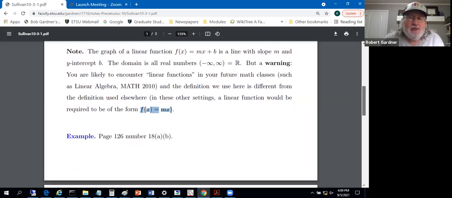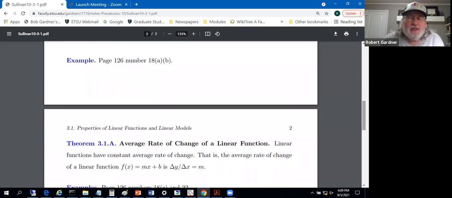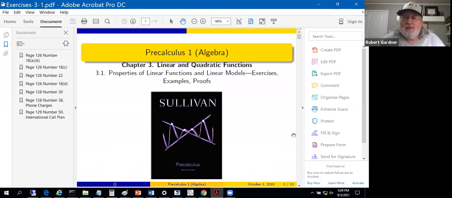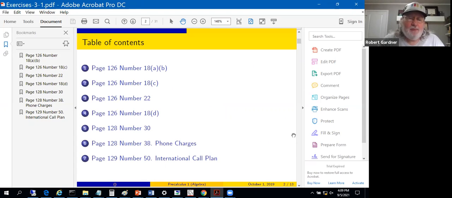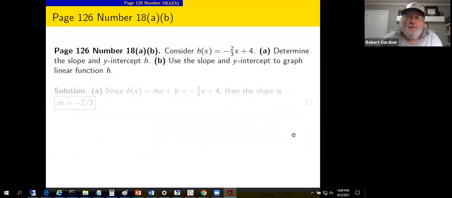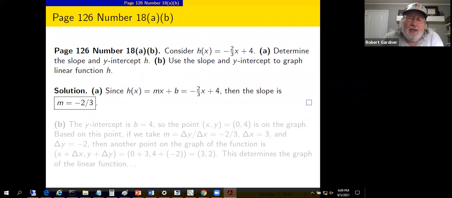Let's illustrate in our setting this idea of linear function with an example. Okay, consider h of x equals negative 2/3 x plus 4. Determine the slope and y-intercept of h. Use the slope and y-intercept to graph the linear function h. Okay, well, h of x is already of the form mx plus b. It equals negative 2/3 x plus 4.